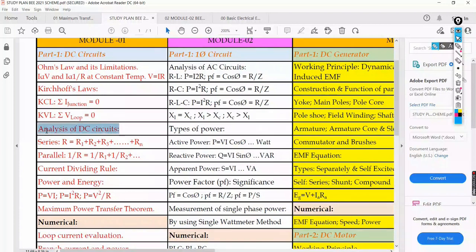Then analysis of the DC circuit. In case of a DC circuit, only pure resistance will be present. There will be absence of inductance as well as capacitance. So for the analysis of the DC circuit, for a series circuit, if the resistances are connected in series, then the effective resistance is equal to the sum of the individual resistance values. If connected in parallel, then the reciprocal of the effective resistance is equal to the sum of the reciprocals of the individual resistances connected in parallel.